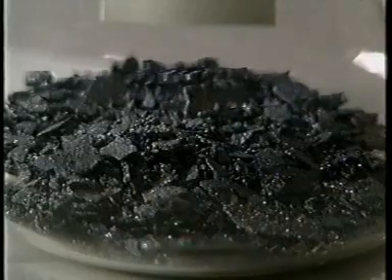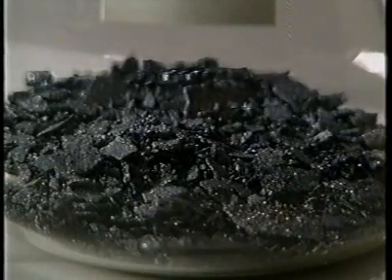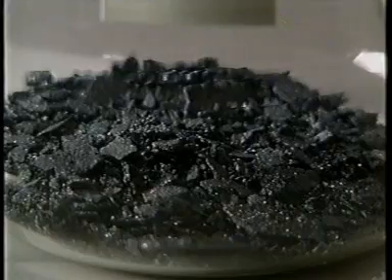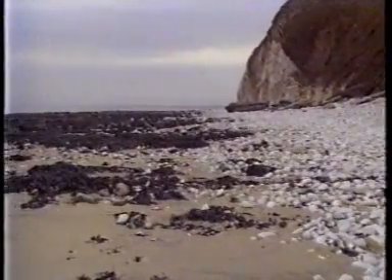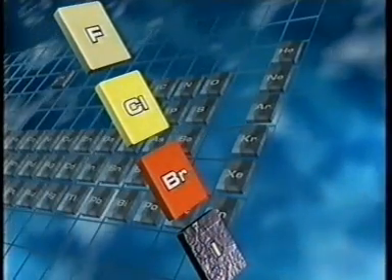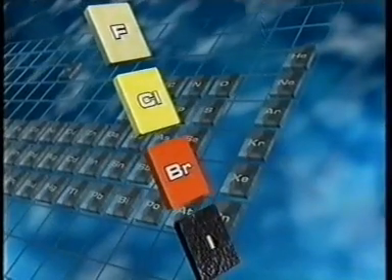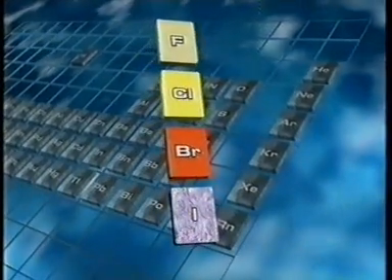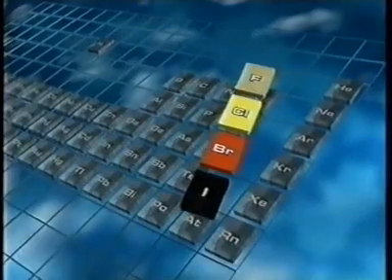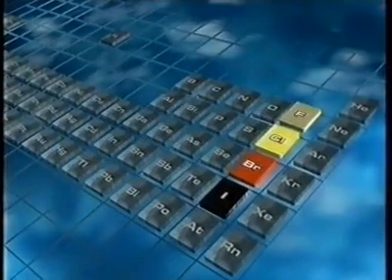Iodine is a solid. It has the appearance of shiny grey crystals. Iodine compounds are also associated with the sea. They're found in seaweed. Fluorine is too dangerous for us to handle. To compare the reactivity of the other halogens, we can see how they each react with the same metal.